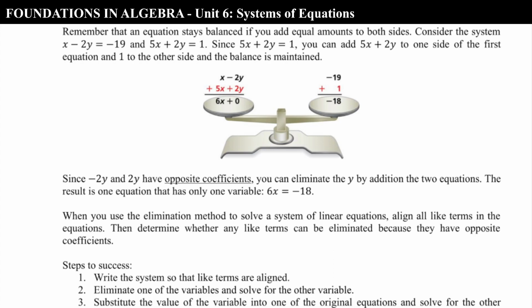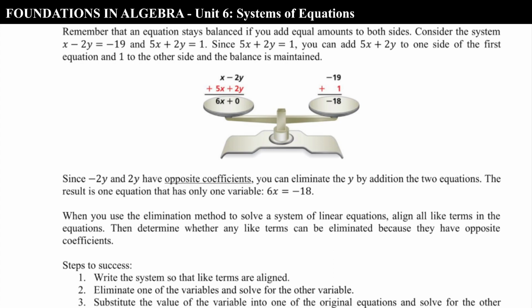So if we add 5x plus 2y to one side of the equation, we're left with 6x, which you see on the left-hand side of the scale. If we add the 1 to the other side, we're left with negative 18 on the other side of this scale. And these two values remain balanced, which means 6x will equal negative 18. What we've ended up doing as a result is eliminating the two y's, the negative 2y and the positive 2y. Since they had opposite coefficients, you add them together and they are eliminated, hence the term elimination.